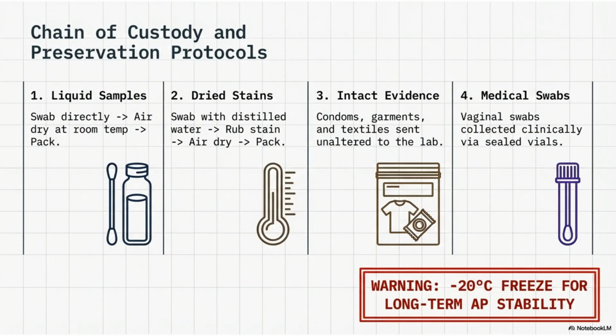Chain of custody and preservation protocols vary based on sample type, including liquid samples, dried stains, intact evidence, and medical swabs. Long-term stability of acid phosphatase requires freezing at -20 degrees Celsius.